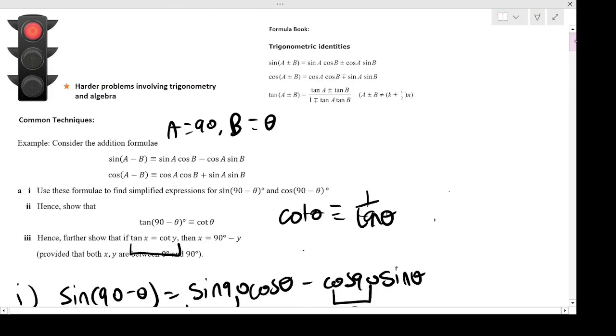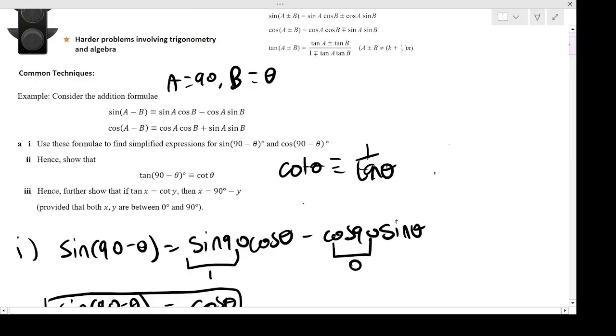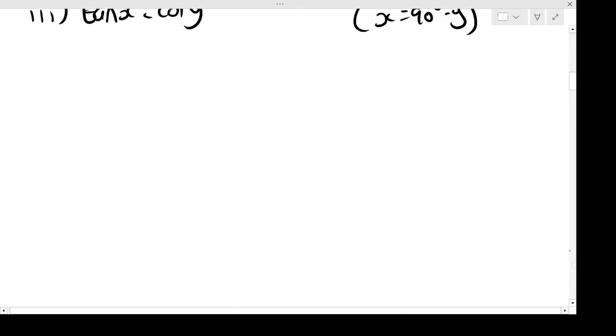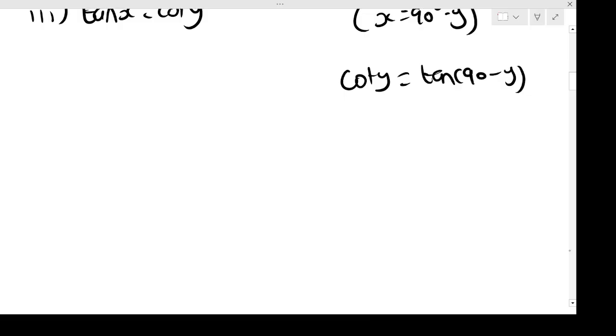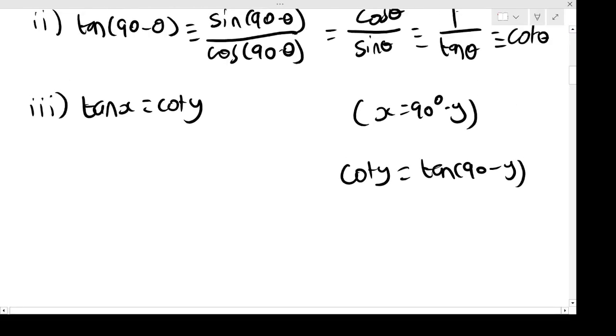Now hopefully you can see that we're going to need to use the identity we just proved. So we know that cot theta is tan of 90 minus theta. Well, we have cot y, so we can say that cot y is going to be tan of 90 take away y. Hopefully happy with that. I'm just using the identity we proved previously. Therefore, tan x, if we sub that result in, is going to be tan of 90 minus y.